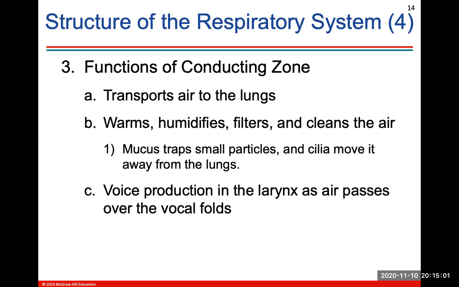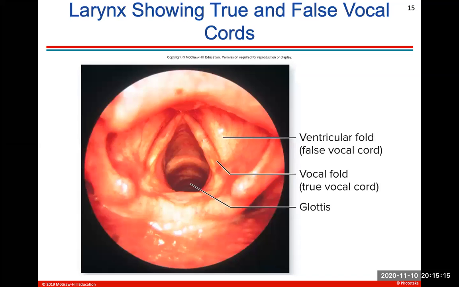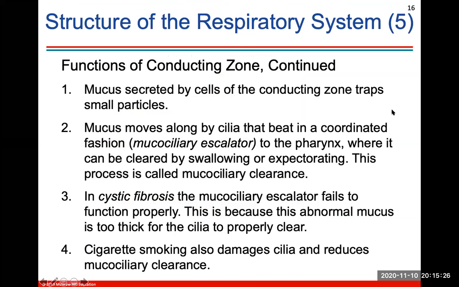The conducting zone will warm, humidify, filter, and clean the air with mucus, which will trap the small particles, and the cilia move it away from the lungs. Voice production in the larynx, as air passes over the vocal folds, also happens in the conduction zone. Here's your larynx showing the true vocal folds, and then the ventricular, or false, vocal folds. And the glottis is just the space in between.